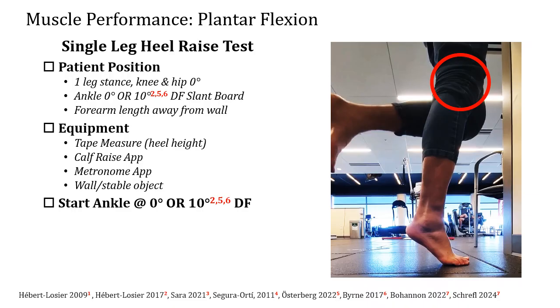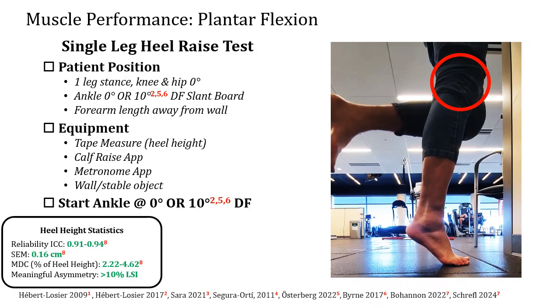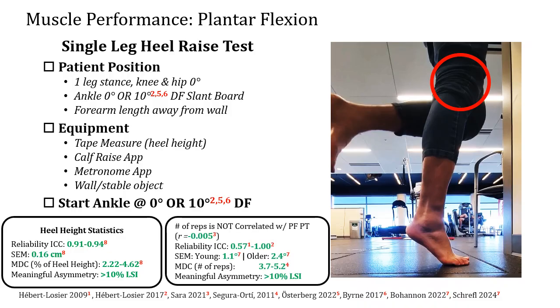You can see the starting position again at 0 degrees in this instance, but it can be in that dorsiflexed position, which we spoke about previously. The plantar flexors are dorsiflexion biased, thus it may actually be advantageous to do it through a negative range of motion. I provided the heel height statistics there for you in regards to the reliability, the standard error of measure, and what you can deem to be the minimal detectable change as a percent of the heel height.